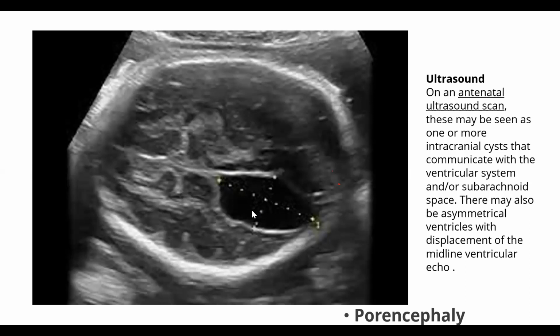And these may be symmetrical or asymmetrical. There may be some asymmetry in the ventricles with displacement of the midline ventricular echo. So the midline ventricular echo may be displaced, or there can be asymmetrical ventricles. And most important is that these clefts, these cysts, will have a communication with the ventricular system.